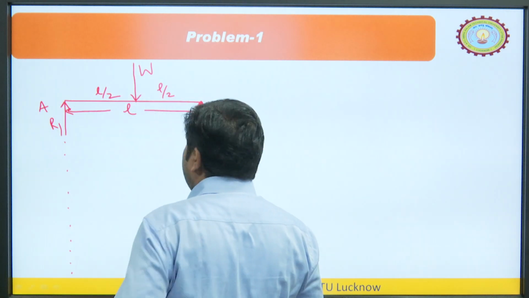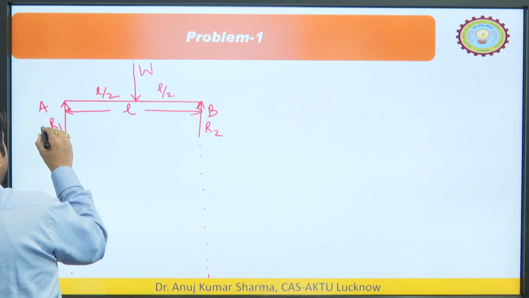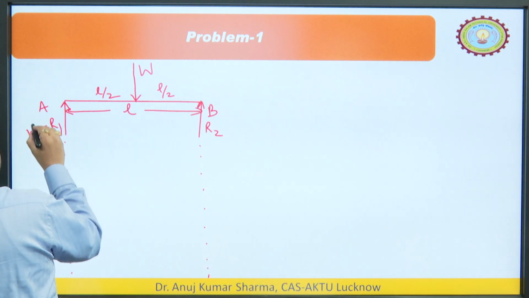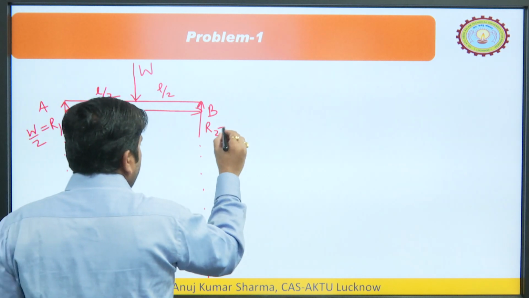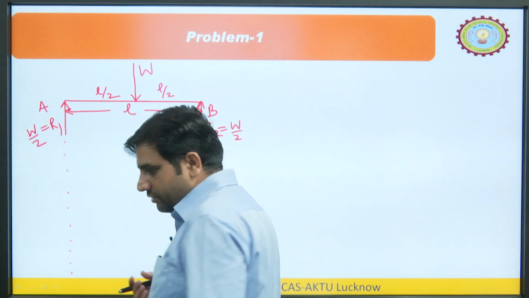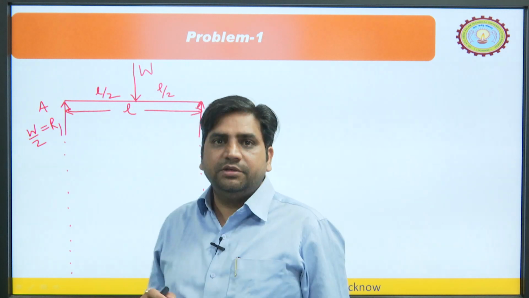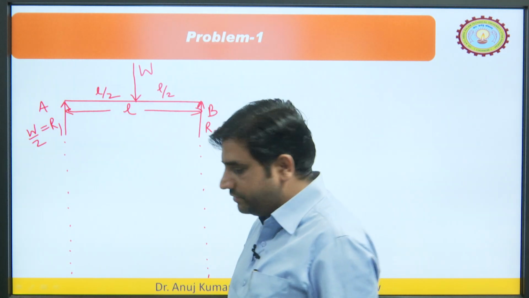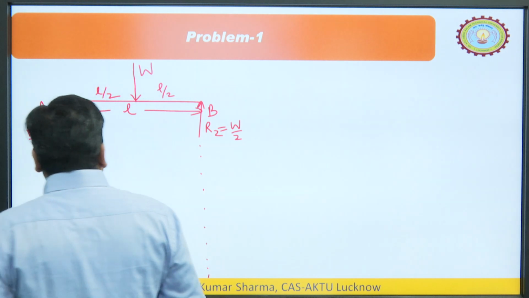So, reactions you can calculate. Here, I know it is a very simple case. When you solve the reactions, they will be W by 2 and W by 2, because it is a symmetric case. But you can refer to my previous lecture on how to calculate the reactions of beams. So now, what can we do?